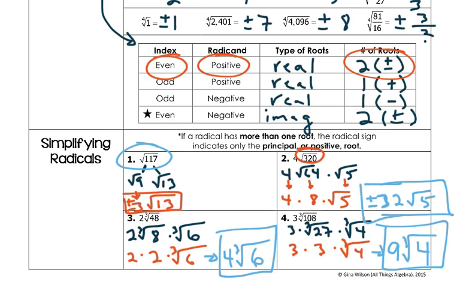There we go, plus or minus. Now down here, these are fine the way that they are, right? Because it is an odd index, right? A positive radicand, so there's only going to be one answer. You can see that right there, right? And that goes for both 3 and 4.